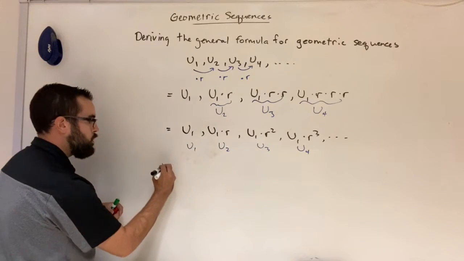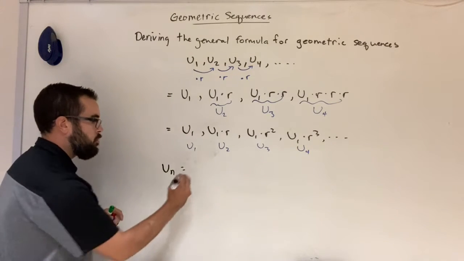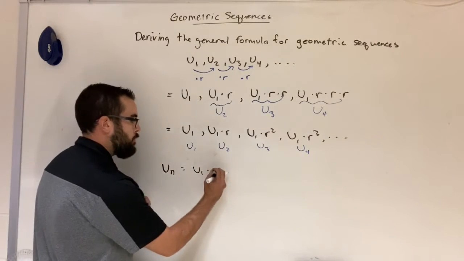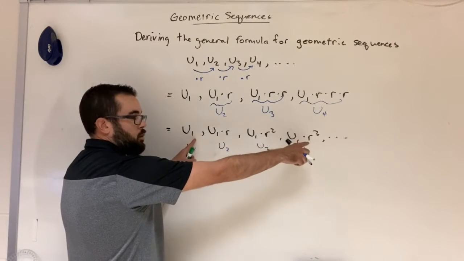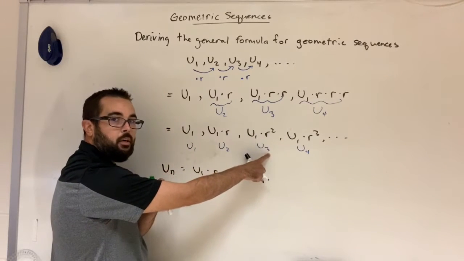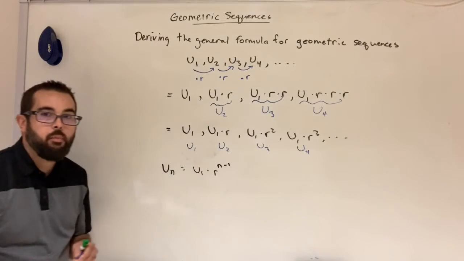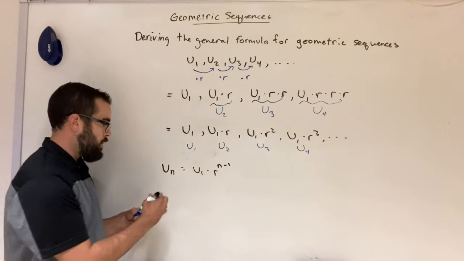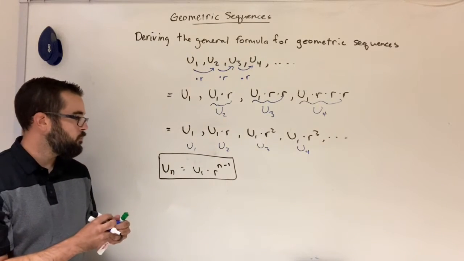So in our general formula, to find u sub n, any nth term in the sequence, we're going to take u1 and multiply it by the common ratio. Well, how many times do we multiply the common ratio? Noticing the pattern up here, we multiply the common ratio one less times than the term number. So if the term number is n, n minus 1 is how many times we have to multiply that common ratio. And this right here is the formula to find any general term in a geometric sequence.